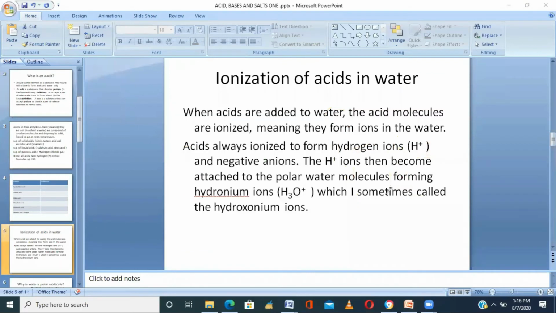Yes, sir. All right. Let's look at the ionization of acids in water. Now, this is very important to know. You need to understand how acids dissolve in water and try to understand this concept because it's going to come back when we look at bases. So when acids are added to water, the acid molecules are ionized. What do we mean by ionized? They form ions in the water.